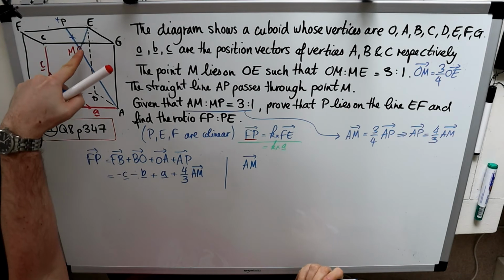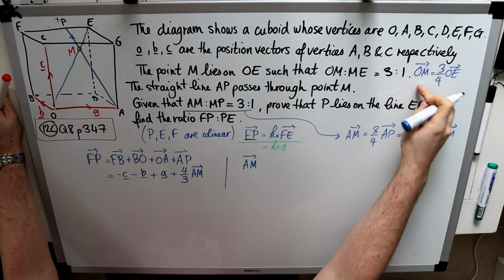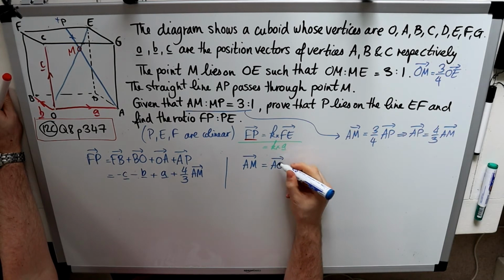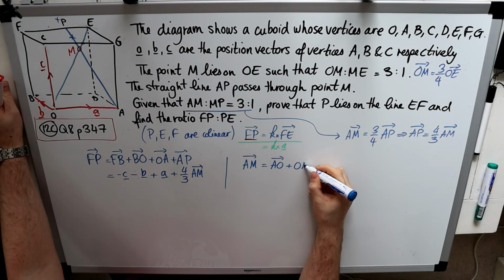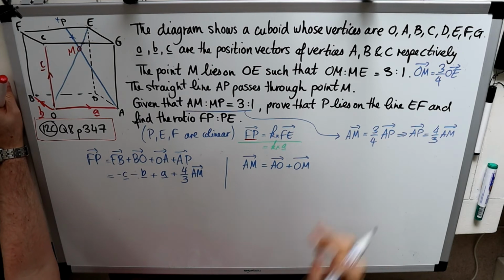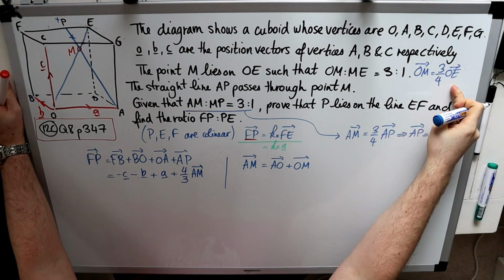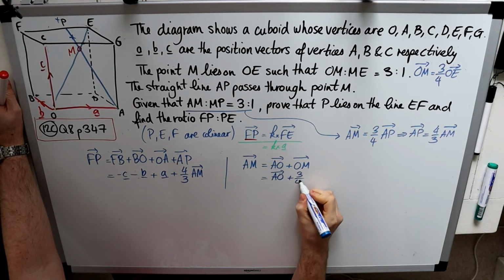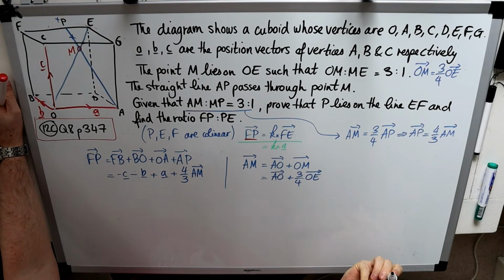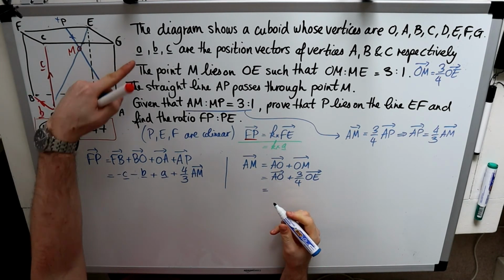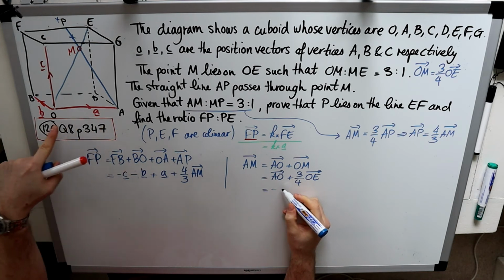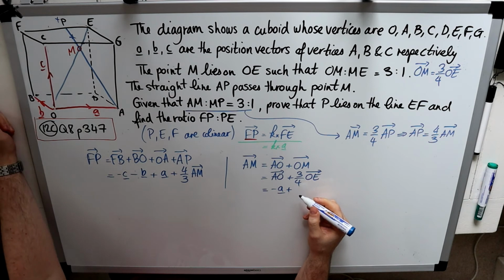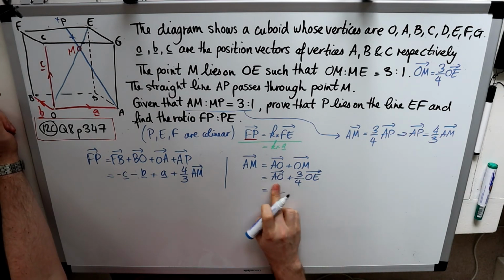So A to M, except I want to go via this one, which I already know. So AM is equal to AO plus OM. And again, we've already said this, OM is equal to 3/4 of OE. So that is AO plus 3/4 of OE. And these are all already just ABCs waiting to be used, so that is minus A plus, sorry, I have not actually done OE yet.